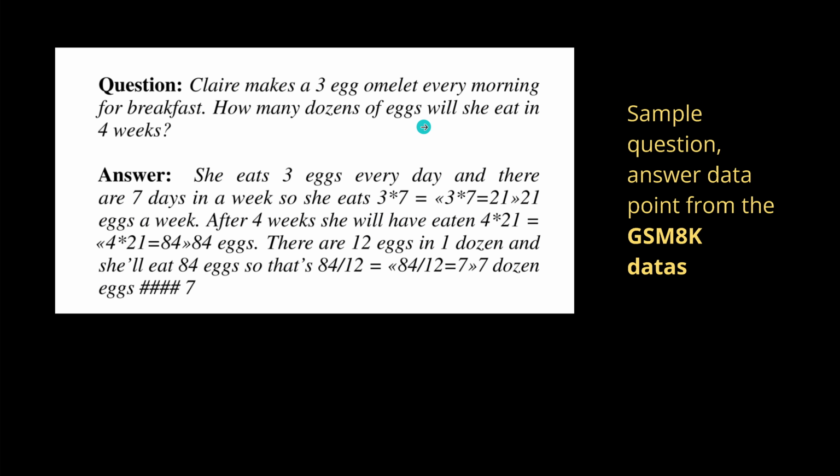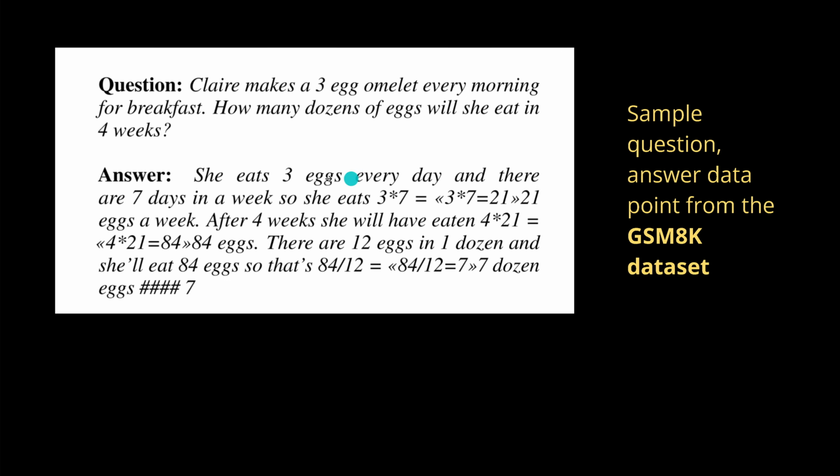So let's open up now this second part of this video and I show you what we're going to look at. We have a question and we have an answer. And this is from our standard mathematical data set, our training data set that millions of people use, no? We have a predefined training data set. Claire makes a 3-egg omelette every morning. How many dozen eggs will she eat in 4 weeks? And we have an answer, and this is the answer that we want. The AI learns: this is the correct way.